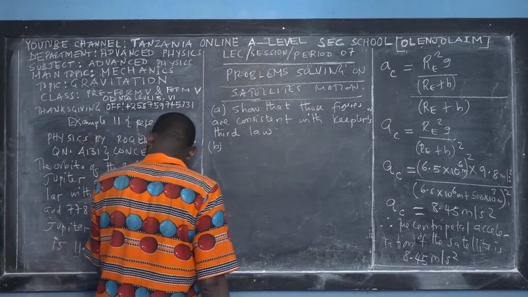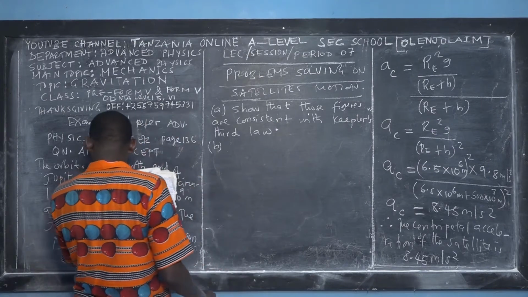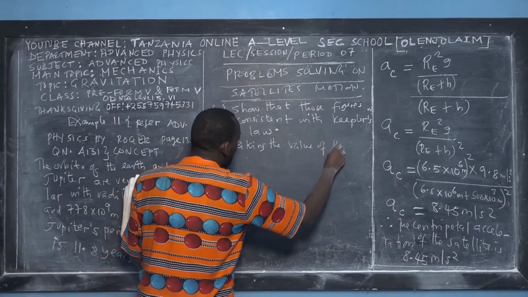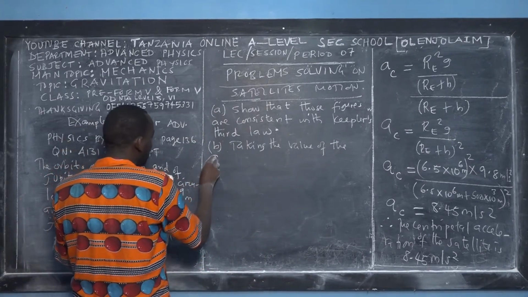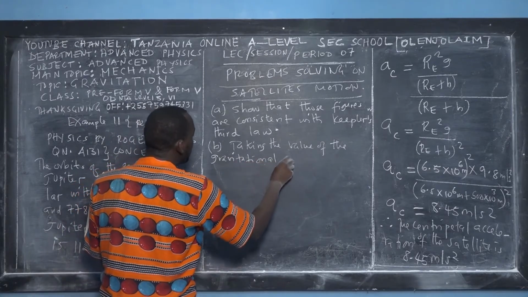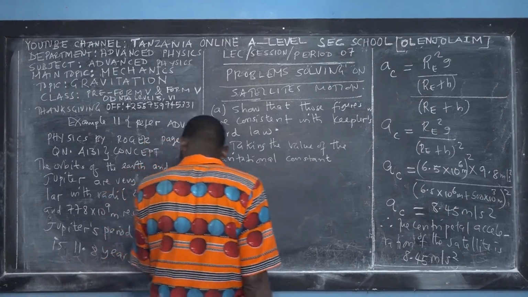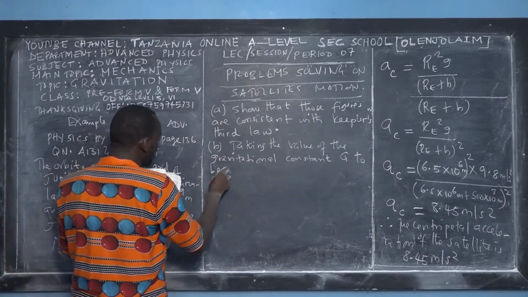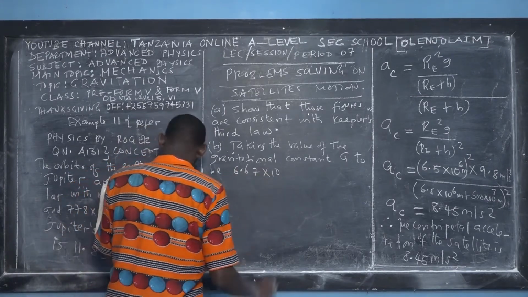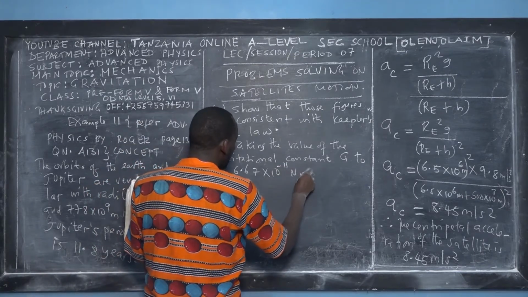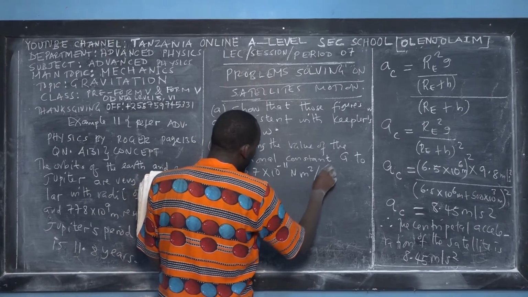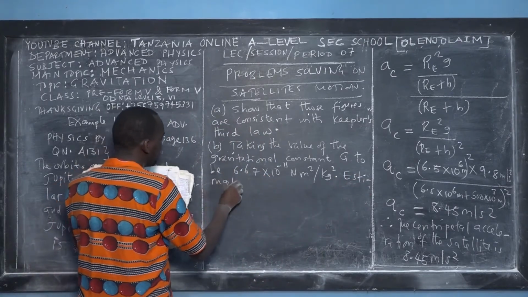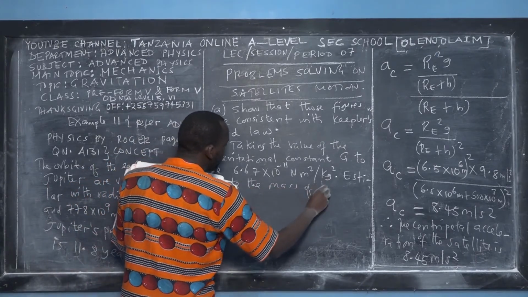B. Taking the value of the gravitational constant G to be 6.67 exponent -11 newton meter square per kilogram square, estimate the mass of the Sun.